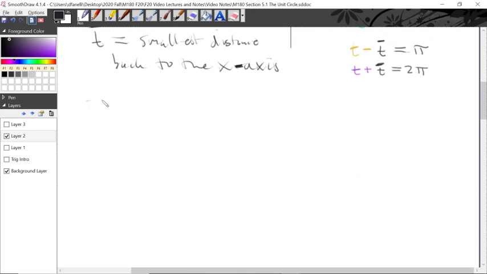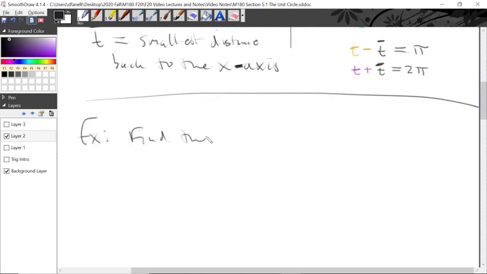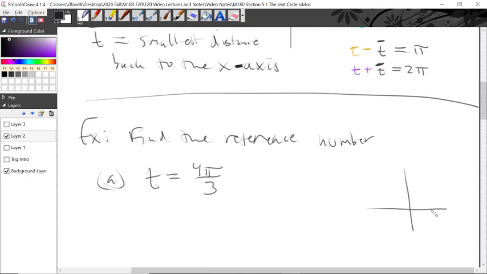Let's try some exercises. Find the reference number in the following examples. Find the reference number. A. If t is equal to 4 pi over 3. Alright, so t is equal to 4 pi over 3. We know that 4 pi over 3 is more than pi. 4 pi over 3 is equal to pi plus pi over 3, for example.